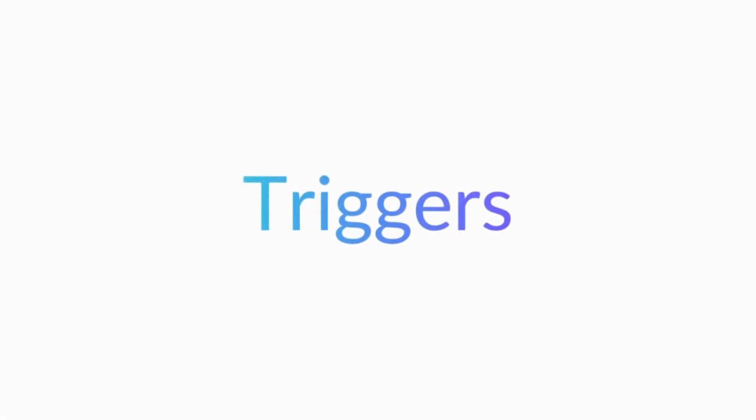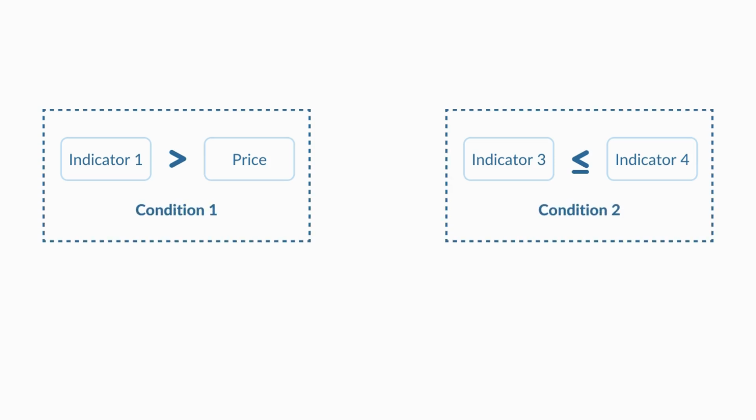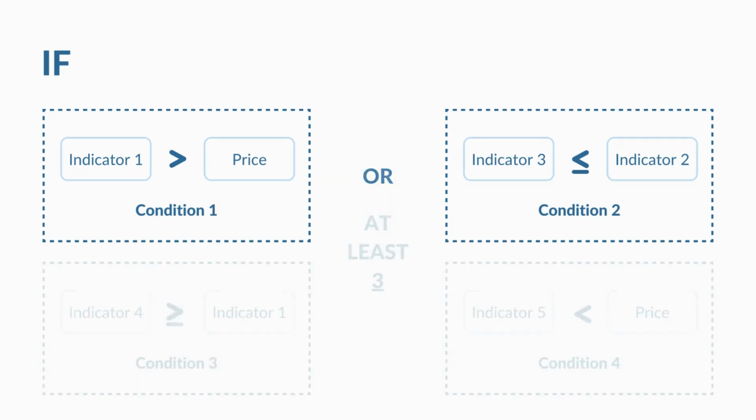In this video we'll be exploring the triggers section and how to use indicators to create specific conditions that determine when your system should trigger a buy or sell order. The trigger flow uses conditional formatting to determine how your indicators should interact with each other.